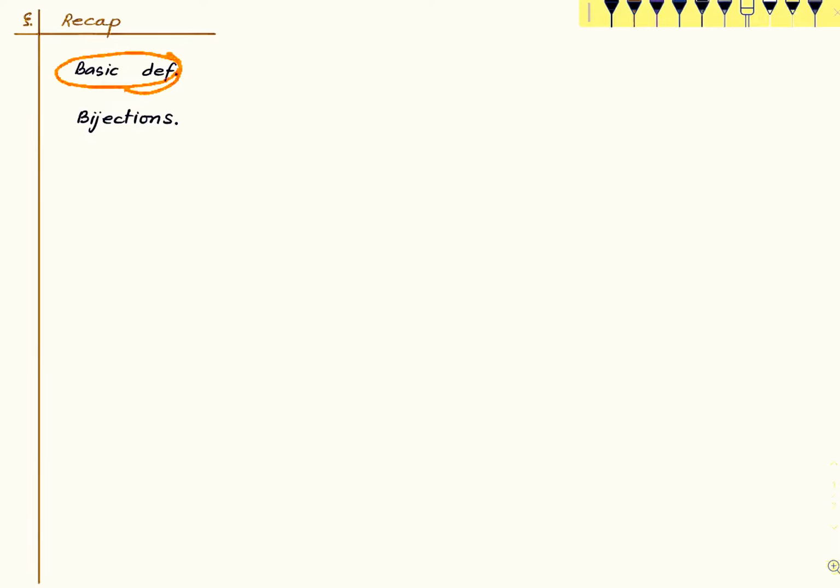We just need to know the definitions, meaning what is a function, what is image, pre-image, injection, surjection, those things. And the notion of bijection. So a bijection is nothing but a function which is both injective and surjective. That's all.